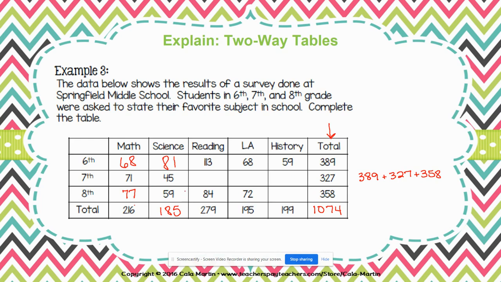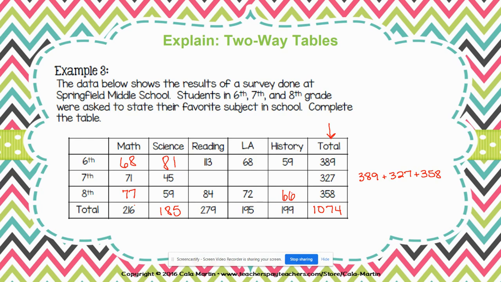Now that I have 77, if I look all the way over here, I have a total of 358 students who are in 8th grade. So I can use that to figure out how many of those said history. So I'm going to subtract all of these from 358. So I'll do 358 minus 77 minus 59 minus 84 minus 72. And what I'm left with is 66.